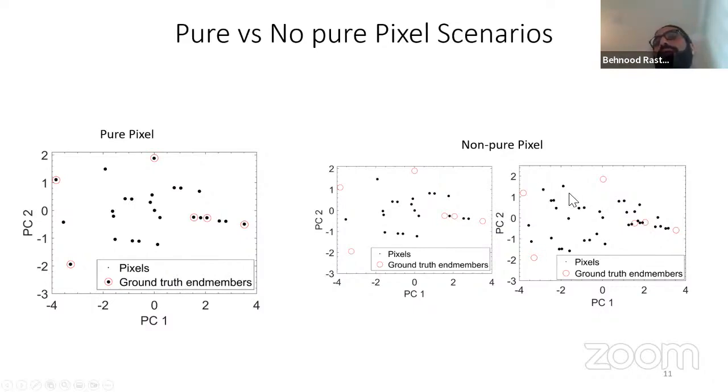At least in the right side figure, you can see that you have at least two pixels on the face of the simplex of your data set. And in the left figure, it's a scenario where you have only one pixel on the basis of the simplex of the data set. So it is much harder to estimate the endmembers in this case compared to the case on the right.